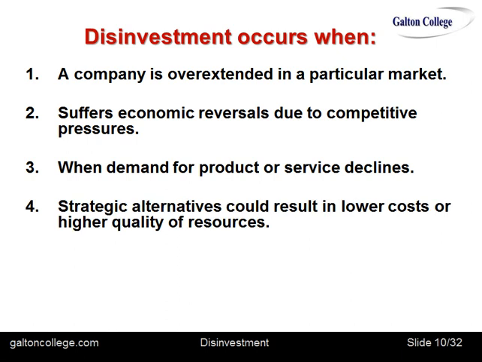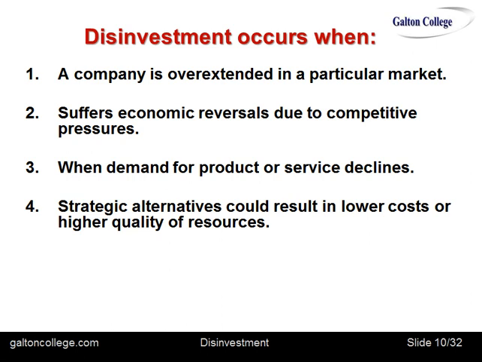Strategic alternatives could result in lower costs or higher quality of resources. So it could be that by moving resources from one line of production into another, there's more effective cost control, perhaps better technology is employed, or perhaps it's easier to make, or it's capable of production at a lower cost for whatever reason. And it could be, of course, that also manifests itself in higher quality product and a better reputation in the marketplace.